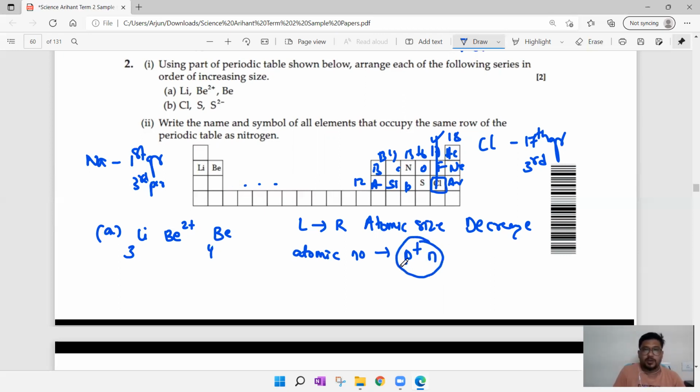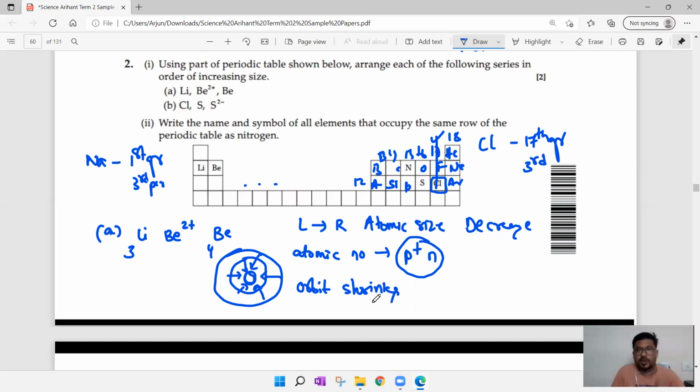When proton count is increasing, not only proton, neutron count also will increase. In nucleus, if proton and neutron counts are increasing, nuclear charge will increase on the electrons. Consider this is nucleus and these are orbits. When number of protons and neutrons are increasing, nuclear charge will increase. Because of the nuclear charge, this nucleus will attract all the electrons towards the nucleus. Because of the attraction, that orbit will shrink. Orbit shrinks because of nuclear charge.